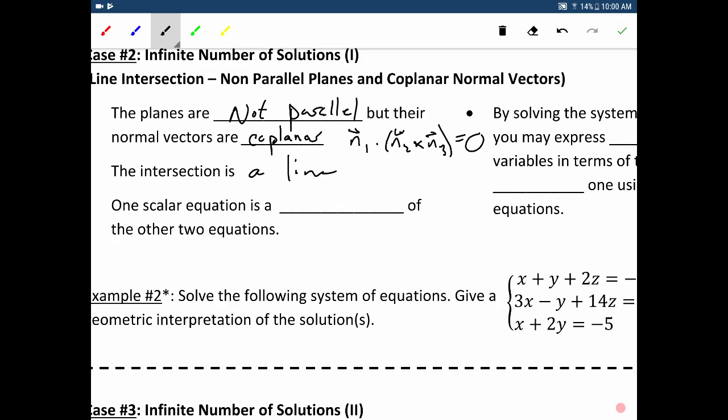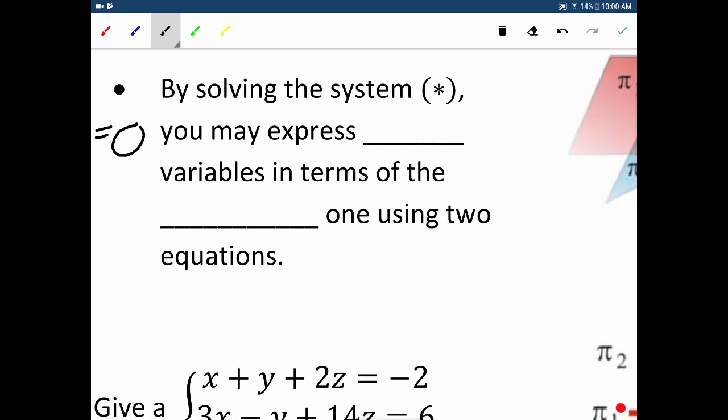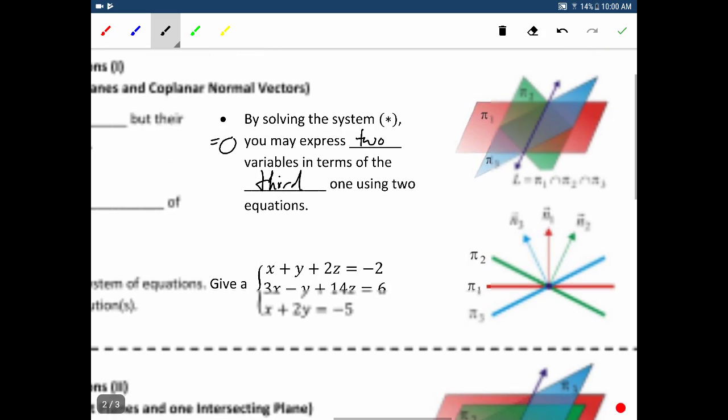Okay? So the intersection in this case is a line. Okay? And the one scalar equation in this case would be a combination of the other two equations. Okay? So by solving the system, what we'll find is that we will express two variables in terms of the third one. Okay? Using two equations.